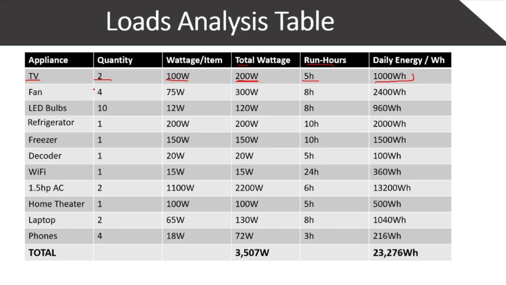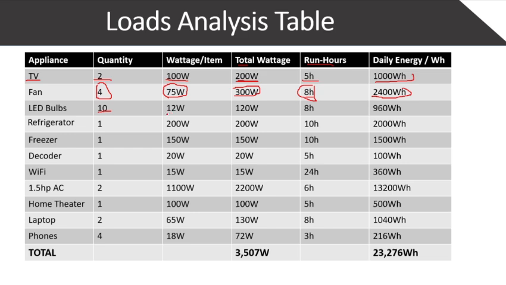For our fans, we have 4 fans, and their wattage is 75 watts per item. That's each fan is consuming 75 watts. When you multiply 4 times the wattage, which is 75, it will give us 300 watts. And they are running for 8 hours. When you multiply 300 times 8 hours, it will give us 2400 watt hour.